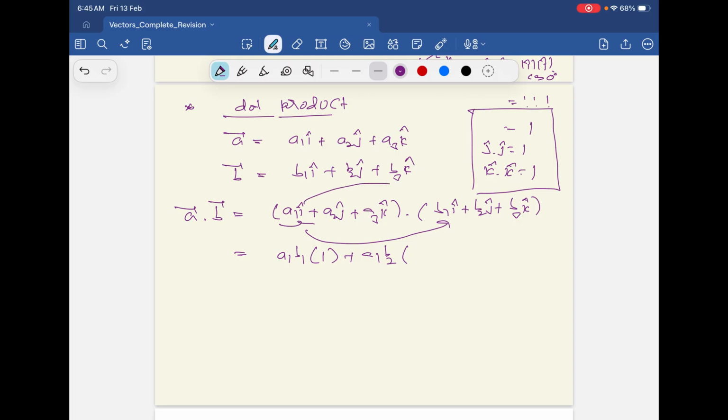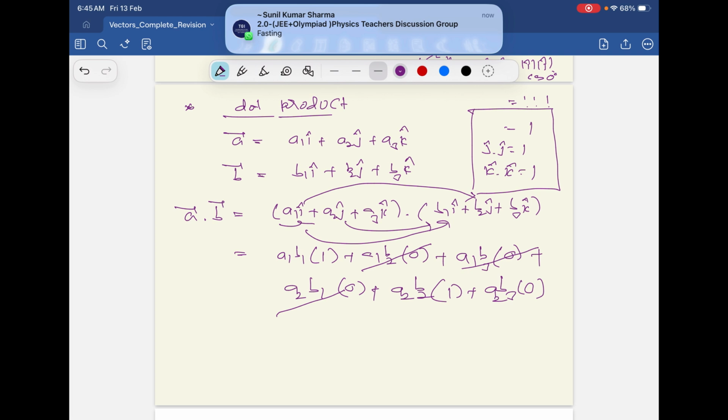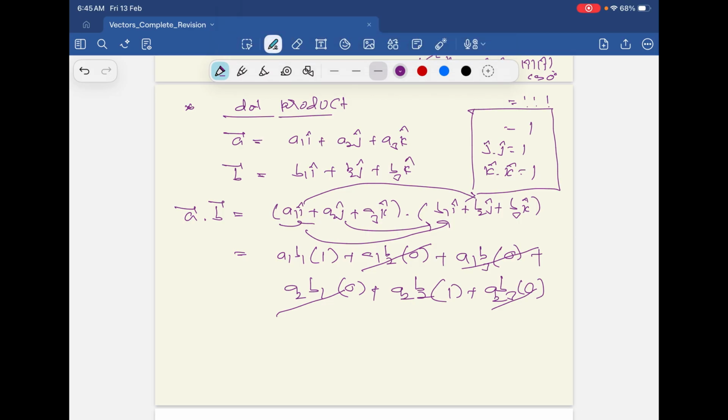See, i dot j, perpendicular vectors, so dot product becomes 0, plus a1 b3, i dot k is 0, plus a2 b1, students, a2 b1, again j dot i, perpendicular vectors, dot product 0. Next a2 b2, j dot j is 1, right? A2 b3, perpendicular vectors, this is becoming 0. Okay, so a1 entire term multiplication is over, a2 entire is over.